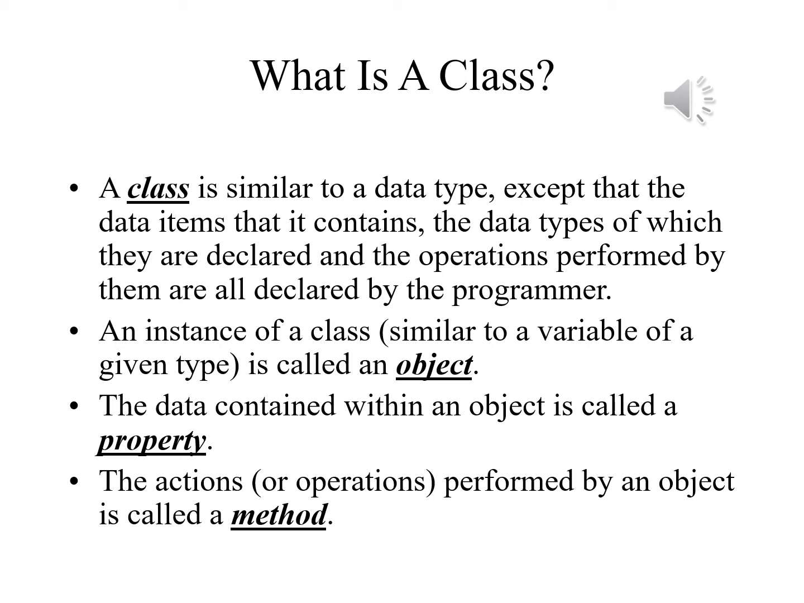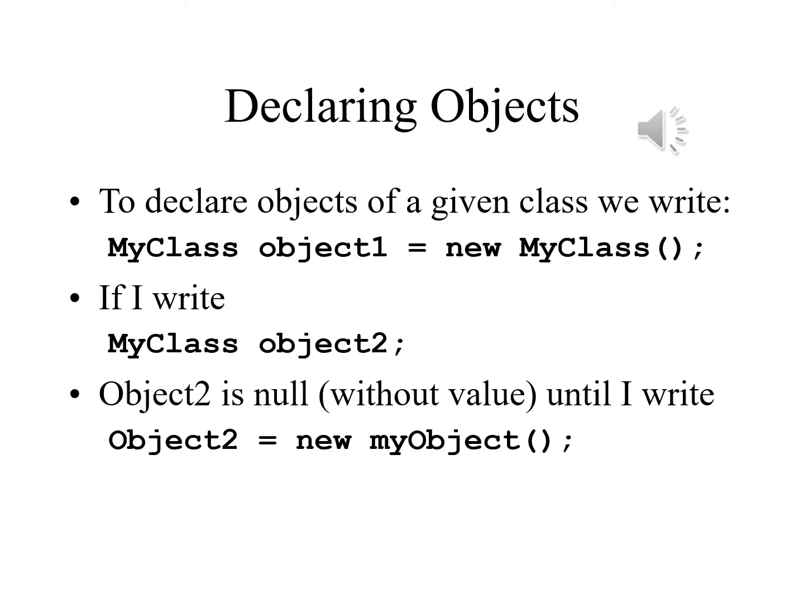The data contained within an object is called a property. The actions or operations performed by an object are called methods. To declare objects of a given class, we write MyClass object1 = new MyClass. If I write MyClass object2, object2 has no value until I write object2 = new MyClass. Only after calling the constructor can I actually make use of the object.